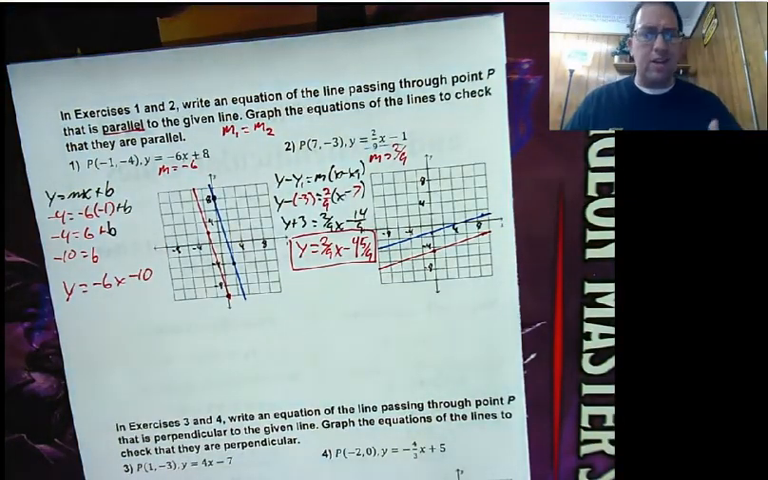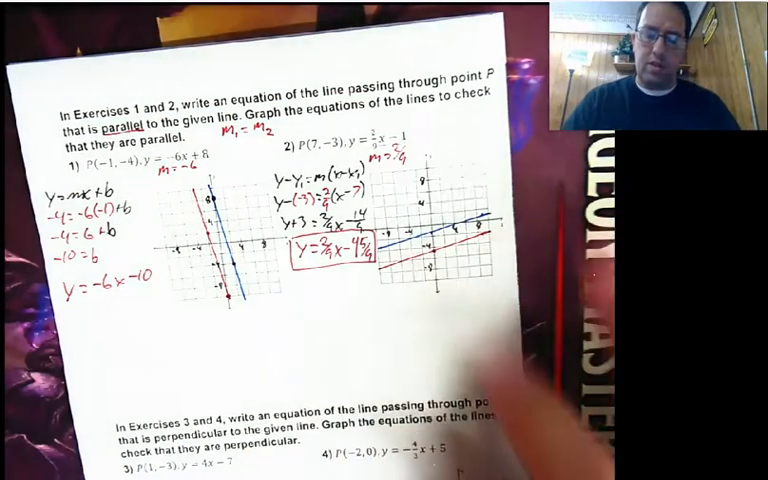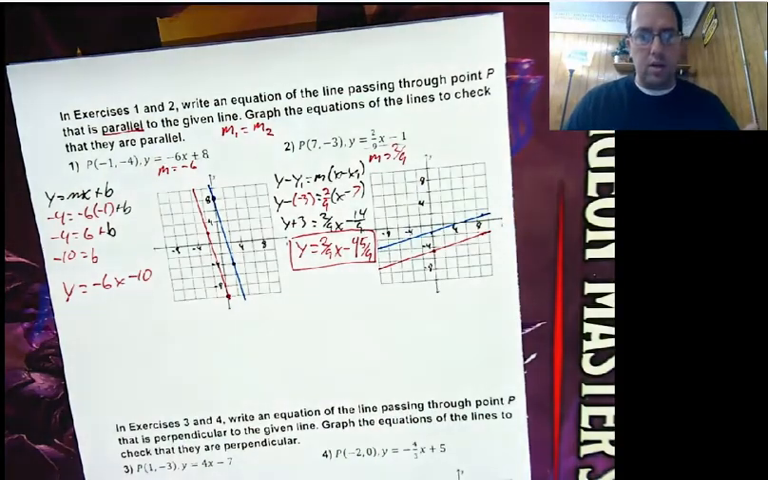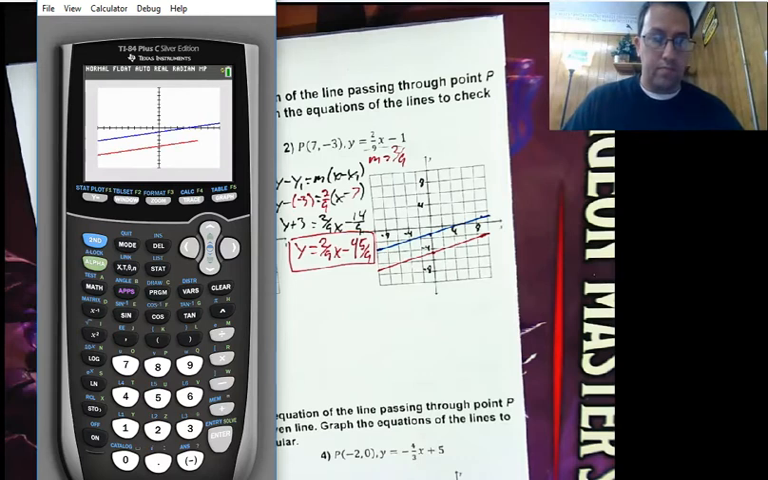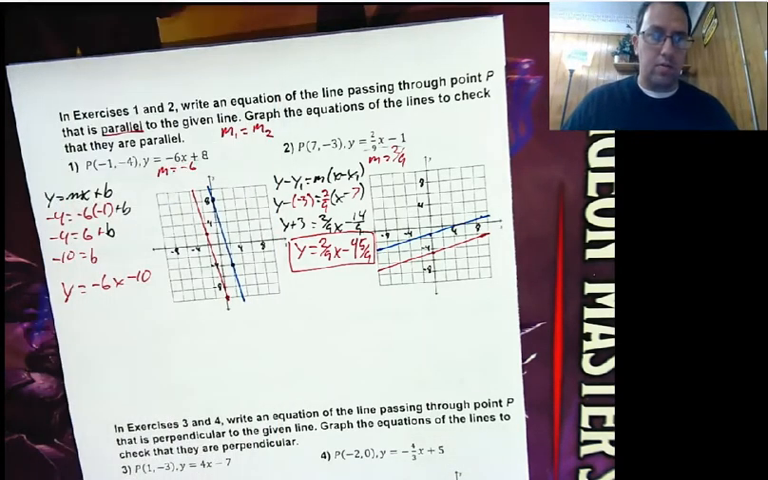I'm going to check this in the calculator because with the fractions and stuff and my scale being the way it is, a little hard to see. Want to make sure we get it right. So there it is, graphed on the calculator, so it's a little bit better. And we see, yes, indeed, it is parallel. So that's good. Let's put the calculator away. All right, so that is parallel lines.